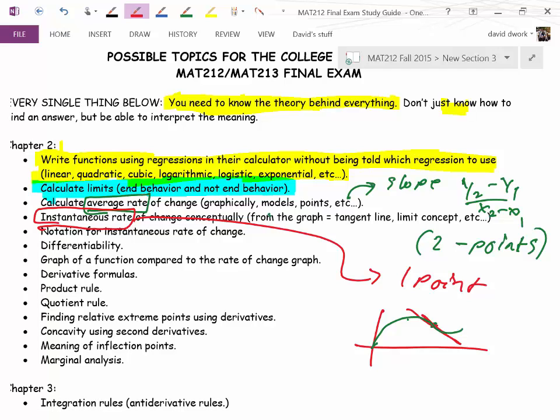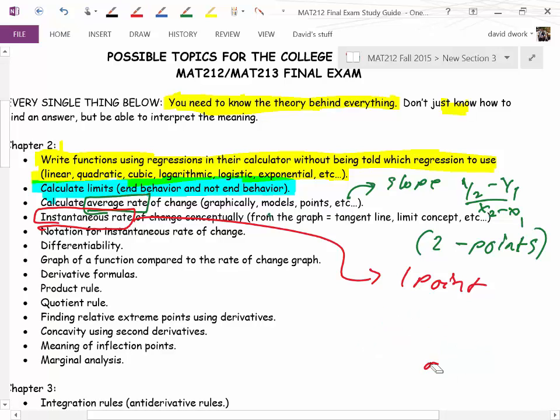Average rate of change takes place over time. It takes place over from point A to point B, or from 1992 to 1997. What was the average change? Where instantaneous rate of change is at 1 point. You're not going to have a span of time. It's just going to be at one instant. Hence the concept of instantaneous.